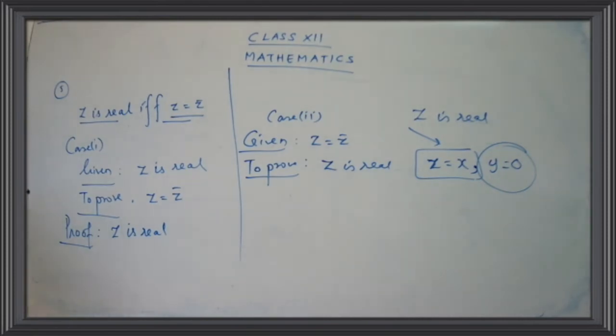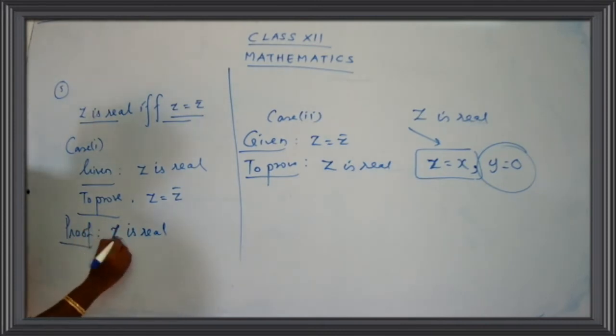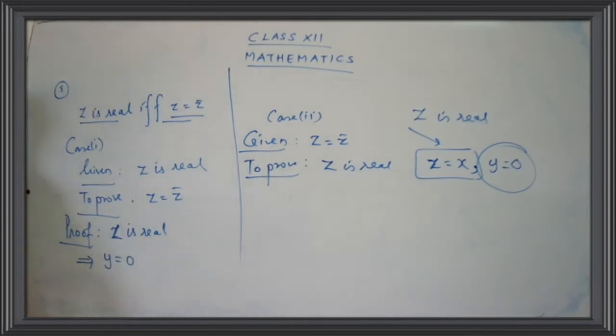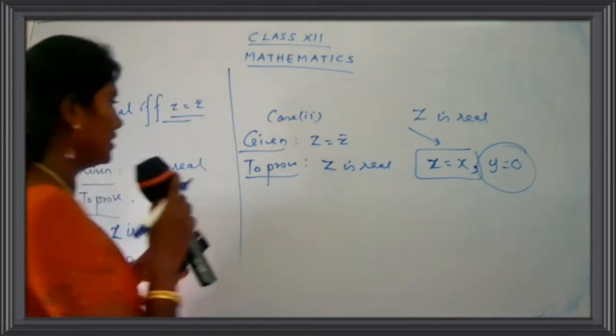Let's begin the answer, children. Okay. So Z is real. This implies Y is equal to 0. Take down the point, children. Have you taken the value? So what is the value for Y we got, children? The value for Y is 0.